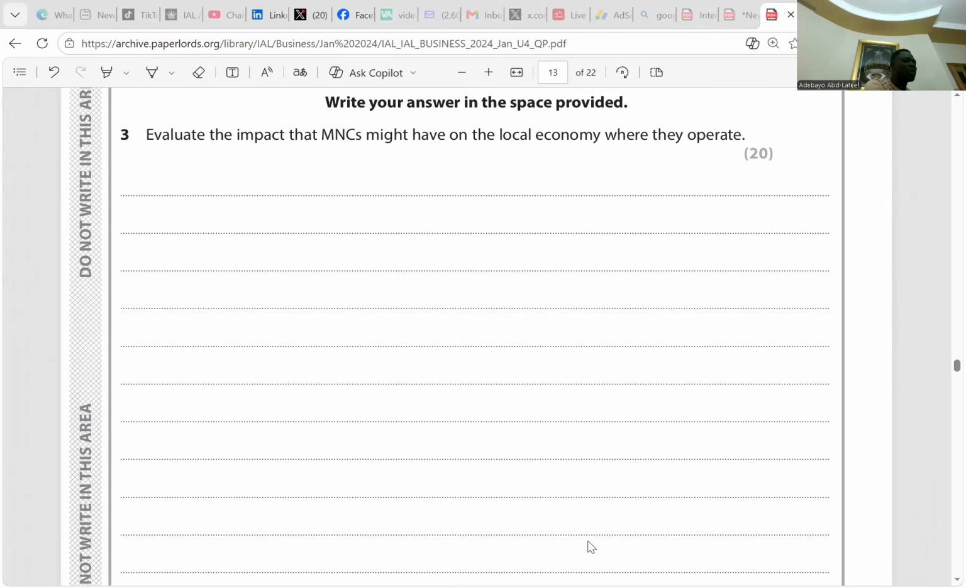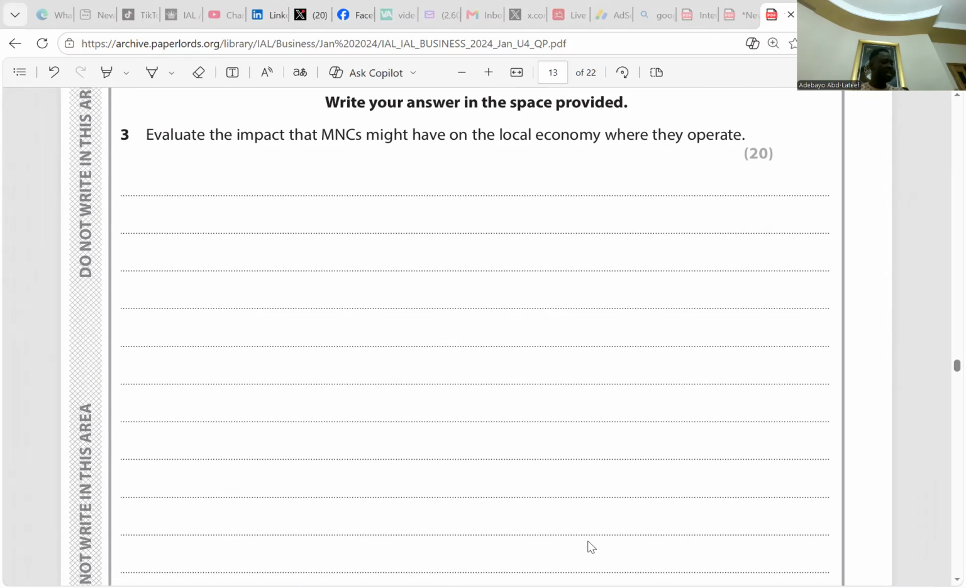MNCs may train local employees, which improves the human capital of the local area they are set up in. MNCs will employ workers, right? These workers may lack the necessary skills for operation. So MNCs will train them, and that improves the human capital in the local area. We're still talking about the benefit of MNCs.